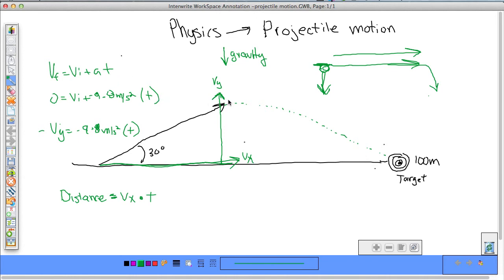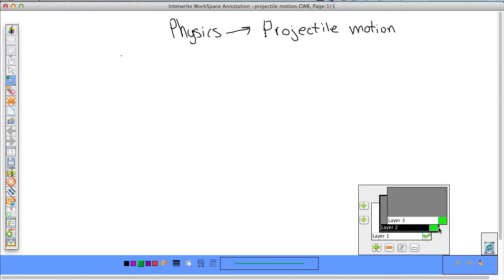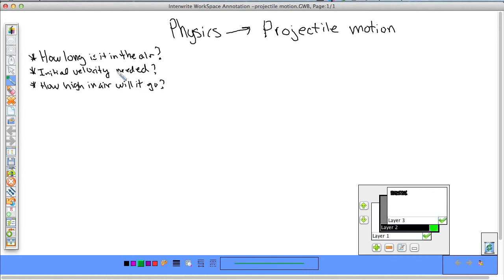In the next video, I'm going to answer these three questions: how long it is in the air, the initial velocity that's needed, and how high in the air it will go. So stay tuned for that, and we'll answer those questions in the next video, and that'll help you with all these projectile motion questions.